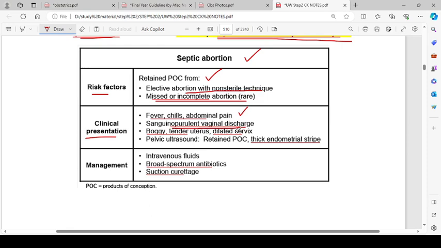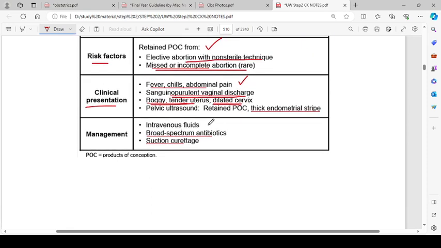Sanguinopurulent vaginal discharge, boggy tender uterus, and dilated cervix. Intravenous fluids, broad spectrum antibiotics, and suction curettage is the management plan.